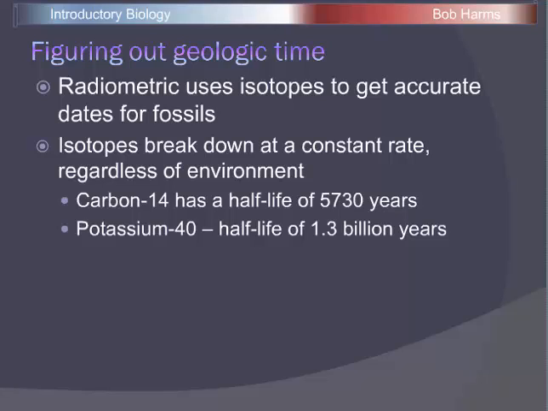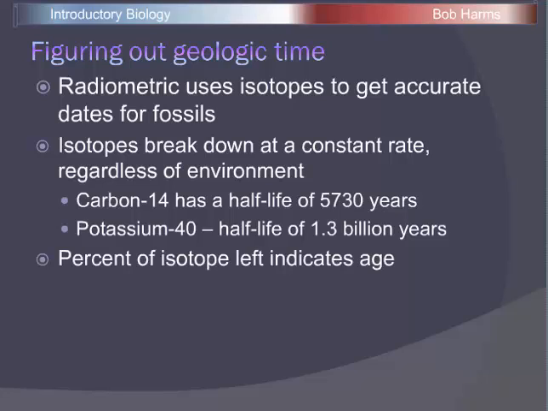So for example, potassium-40 is a stable isotope. It has a half-life of over 1 billion years, and so it breaks down very, very slowly into its stable form, and so we can use that to date things that are much, much older than something like carbon-14, which we would only use to date something maybe 50 to 60,000 years old or younger.